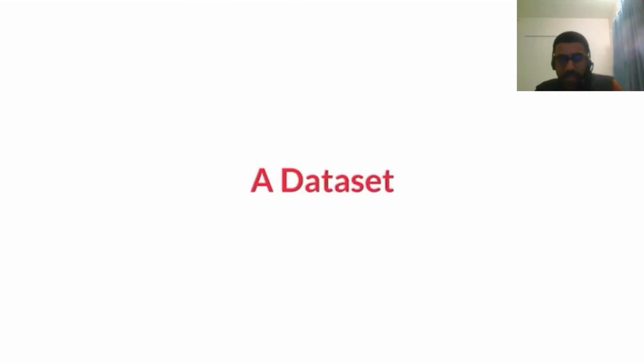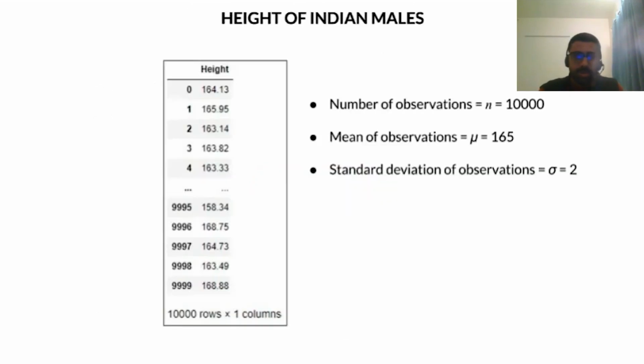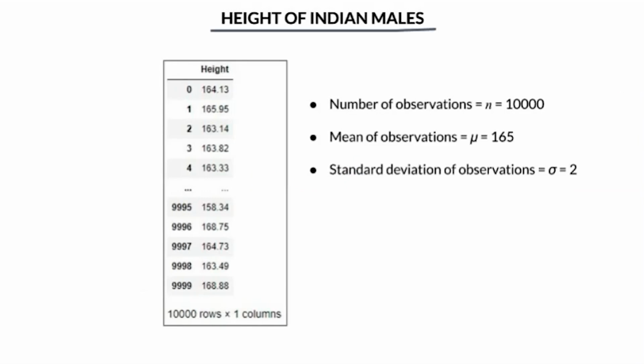So before we go into that, let us start with a simple data set. So here I have a data set of height of Indian males. Okay, so here I have, as you can see here, this is the height, and all of these are in centimeter. Okay, the height is in centimeter. Each row represents one person, one Indian male, and you have totally 10,000 observations. That is 10,000 people.